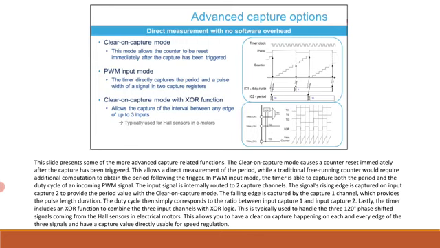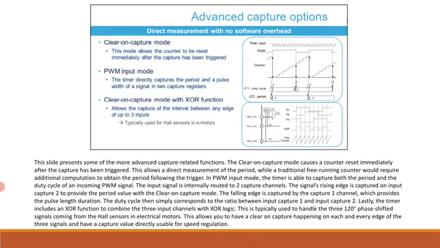Lastly, the timer includes an XOR function to combine the 3 input channels with XOR logic. This is typically used to handle the 3 120-degree phase shift signals coming from the Hall sensors in electrical motors. This allows you to have a clear on capture happening on each and every edge of the 3 signals and have a capture value directly useful for speed regulation.